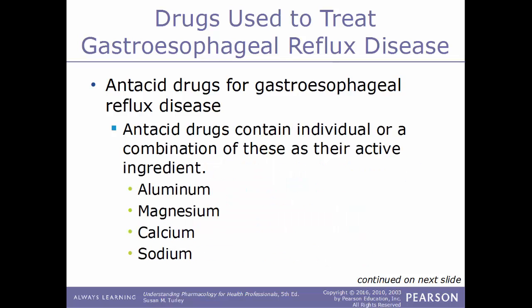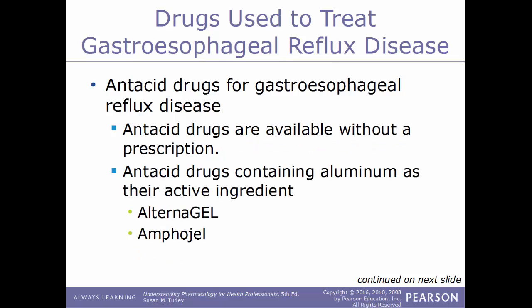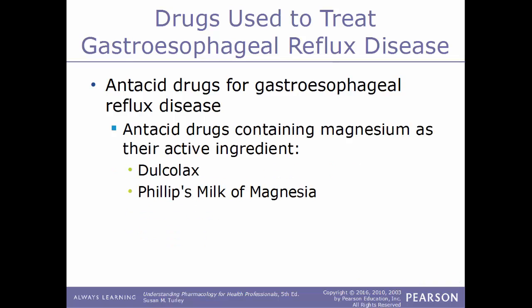Now, antacid drugs contain individual or a combination of these following elements as their active ingredient. It could be aluminum, magnesium, calcium, or sodium. Now, antacids are available without a prescription. Some common examples of antacids that contain aluminum as their active ingredient would be Alternagel and Amphojel. And some common antacids that contain magnesium as their active ingredient would be Dulcolax and Phillips milk of magnesia.